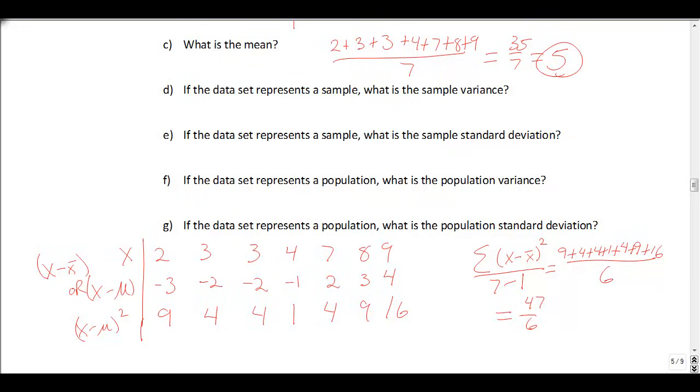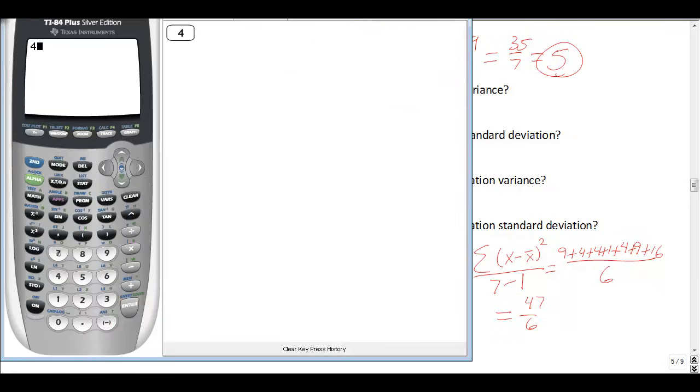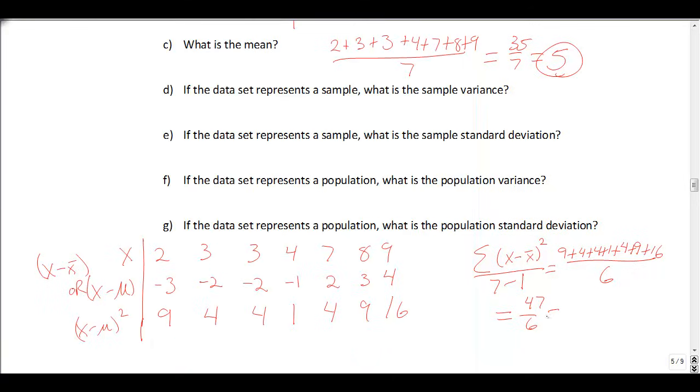Might be a good idea to write that as a decimal here. Let's just do 47 divided by 6. So it has to be 7.833. So this turns out to be approximately 7.83. So that's our variance here. I'm just going to write 7.83. So that's our sample variance. Note sample variance, that's s squared. Oh, sorry, it's not sigma squared. It's a sample, it's s squared. Population variance is sigma squared.